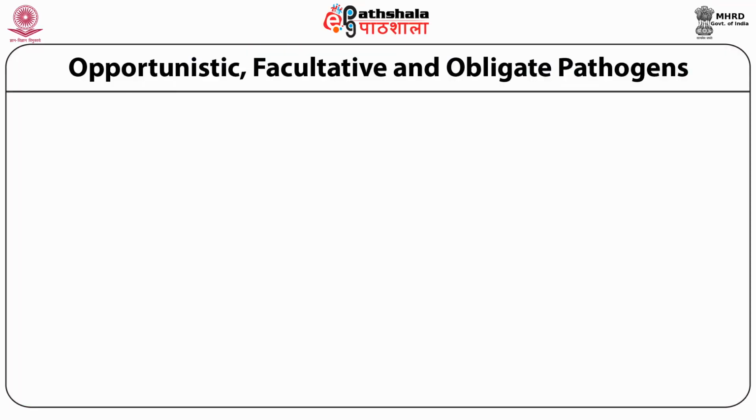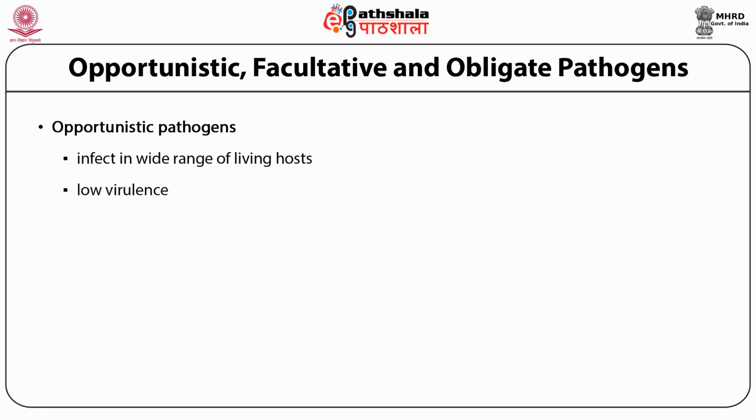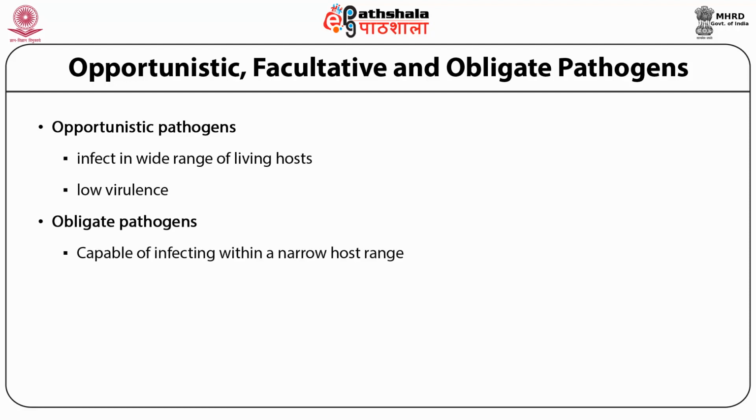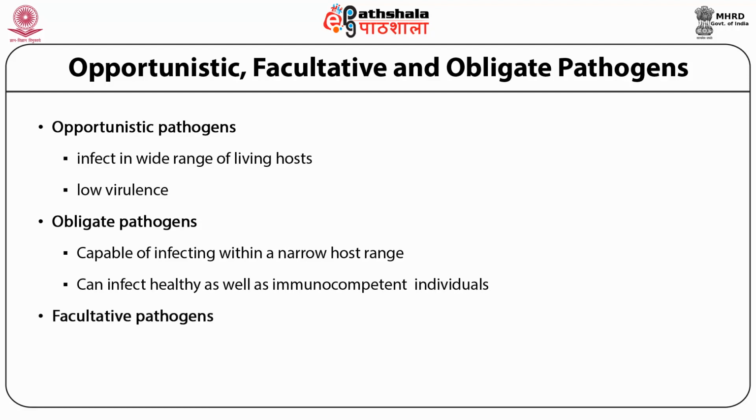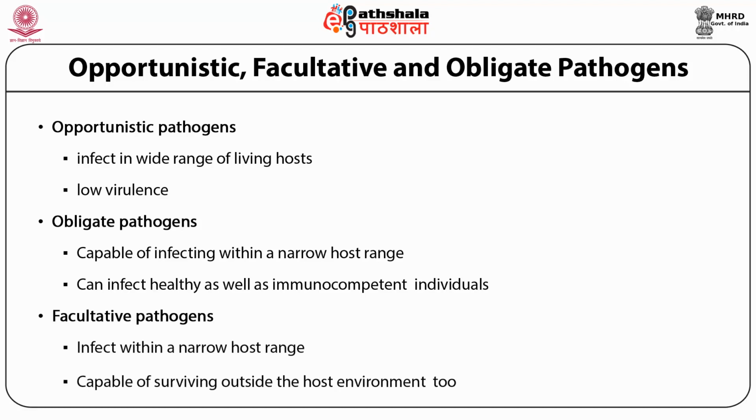Opportunistic, facultative and obligate pathogens. There are different pathogens. Opportunistic pathogens infect a wide range of living hosts and have low virulence. Obligate pathogens are capable of infecting within a narrow host range, and can infect healthy as well as immunocompetent individuals. Another class of pathogens are facultative pathogens. They can infect with a narrow host range, however they are capable of surviving outside the host environment too.